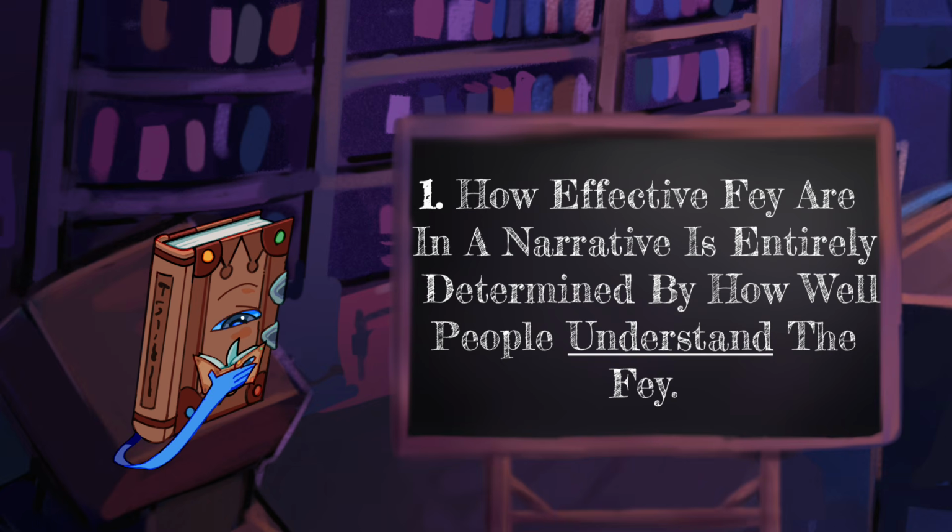Firstly, how effective Fey are in a narrative is entirely determined by how well people understand the Fey. And the best way to help people understand Fey is to have a really narrow focus. This allows us to give a clear understanding of Fey without obstructing that chaotic nature to them. So, pick one specific Fey, or heck, one specific trait of Fey. The more narrow and clearly understood, the better.